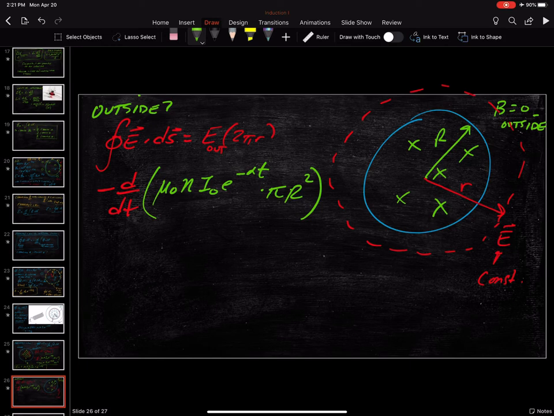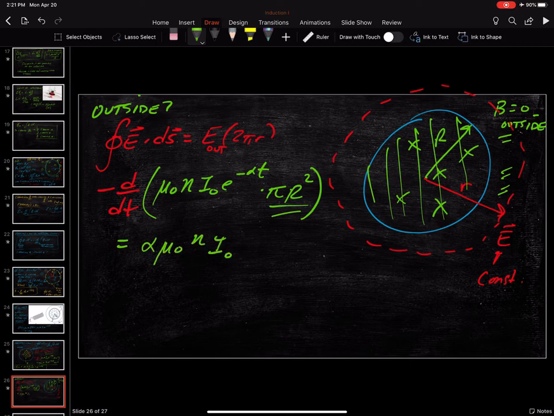So the flux stops out here at the edge of the solenoid. For the region from little r to big R, there's no magnetic field out here. All the magnetic field is inside there. So that's the only region where I include any flux. And so when I do that, this gives me the same mu naught alpha n I0 e to the minus alpha t times pi r squared.